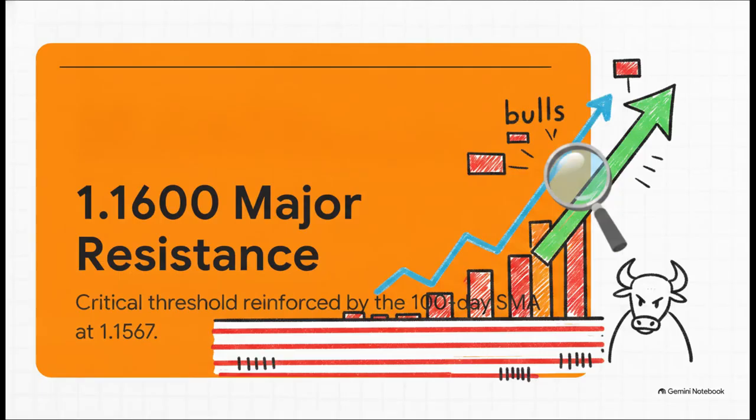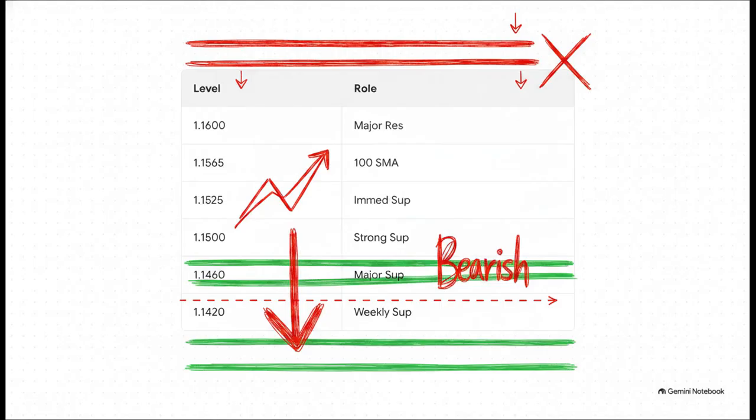So why is this zone so incredibly tough to crack? Well, it's not just some round psychological number. That 1.1600 major resistance is heavily reinforced by a cluster of immediate resistance right below it, sitting between 1.1565 and 1.1570. And the reason for that is the 100-day simple moving average is parked right there, specifically at 1.1567. A decisive daily close above 1.1600 is exactly what the bulls need to clear that 100-day SMA and really strengthen this entire setup. While 1.1600 is our ceiling, we also have to define our floor.